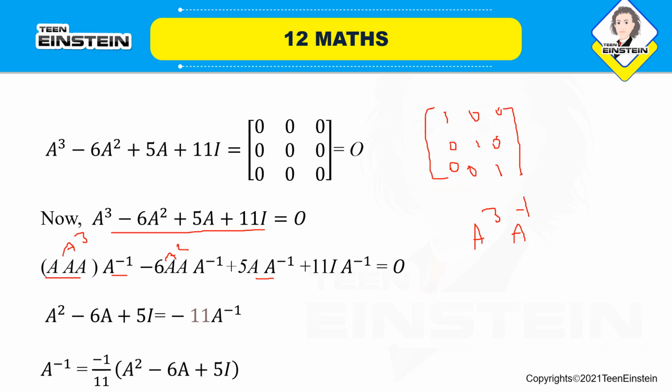So A inverse. Bring this 11 A inverse to the other side, to the right hand side, you will get minus 11 A inverse. So A inverse equals minus 1 by 11 into A square minus 6A plus 5I. So I have got A inverse. What is my A inverse? A inverse is minus 1 by 11 into A square minus 6A plus 5I. So I have to substitute A square, A and I here. Already I have found the A square value. A is the given matrix, and I, we know, is the identity matrix of order 3: 1, 0, 0, 0, 1, 0, 0, 0, 1. So substitute everything here and multiply with minus 1 by 11. You will get the value of A inverse.